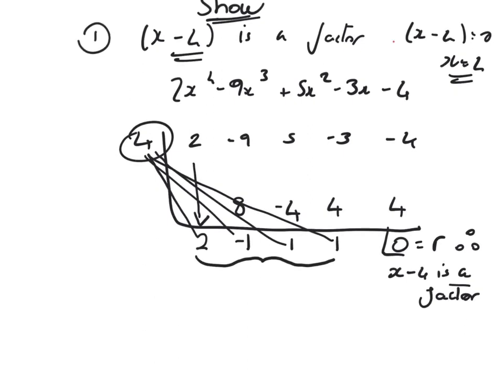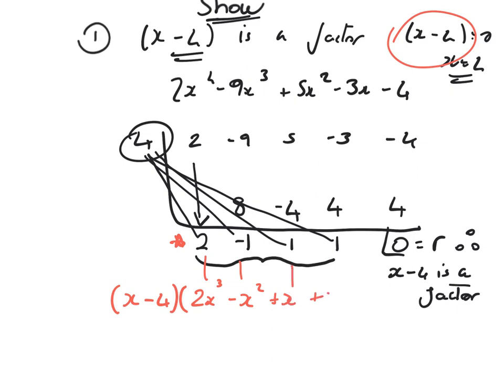Okay, so we already know that that's going to be part of our final answer, x minus 4. And we can now analyse the algebraic expression for this quotient, which will be 2x cubed minus x squared plus x plus 1. That won't factorise any further, so that's the final answer.